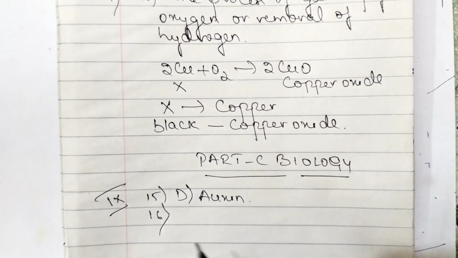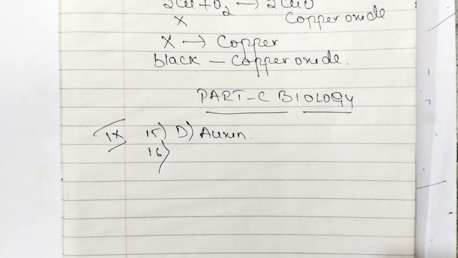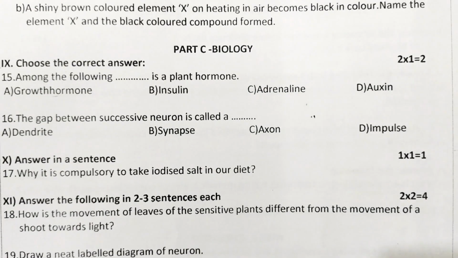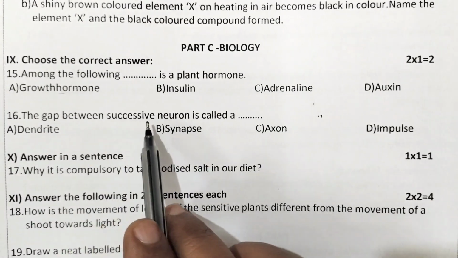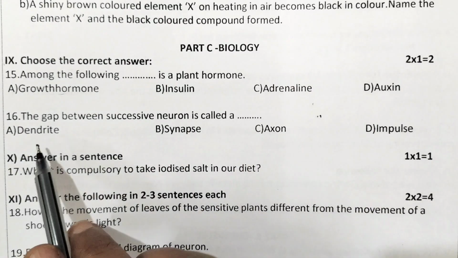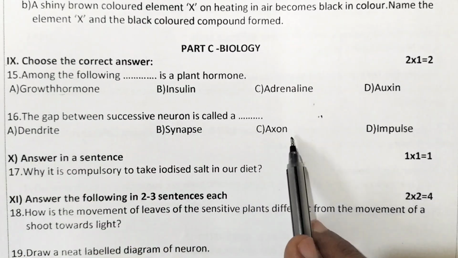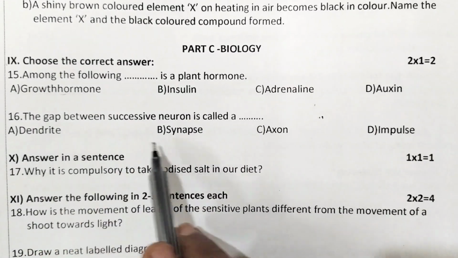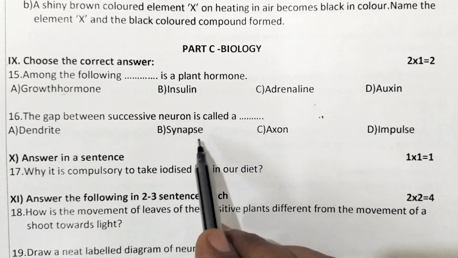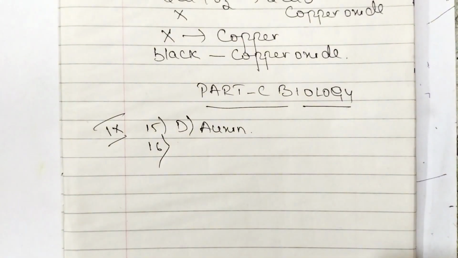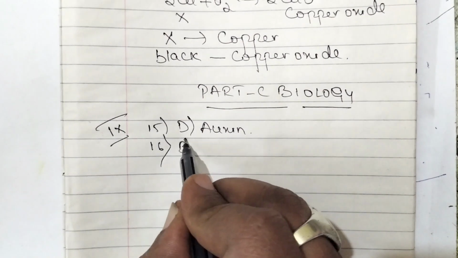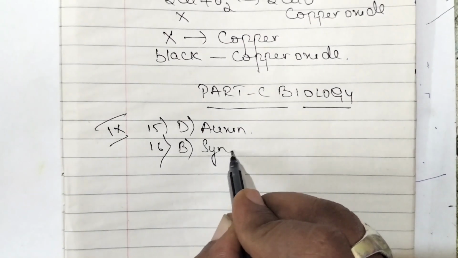So now let us move to question number 16. In question number 16, they have given: the gap between successive neurons is called dendrite, synapse, axon, impulse. Among these four options, the right option is option B, synapse. A fine gap between successive neurons is called a synapse.